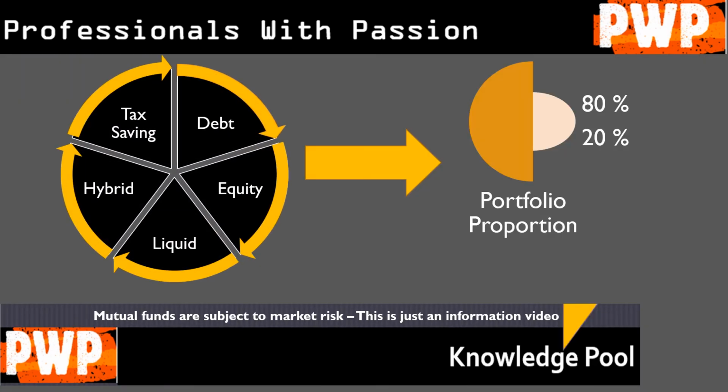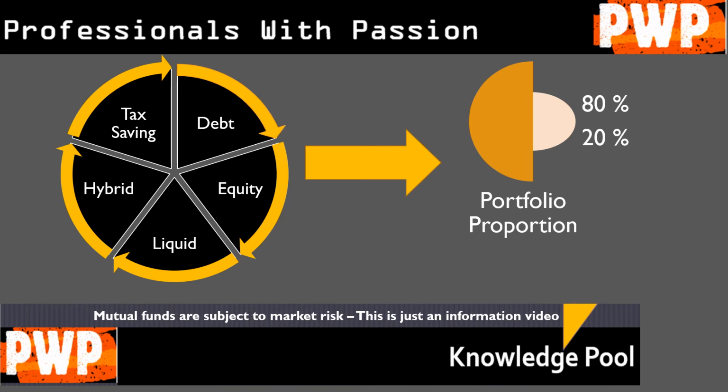Here I'm explaining that once we decide to invest in mutual funds, there are different types of funds. We need to be aware of those types I'm showing here: equity fund, debt fund, tax saving fund, hybrid fund, liquid fund. Based on our goal, we need to choose among these.